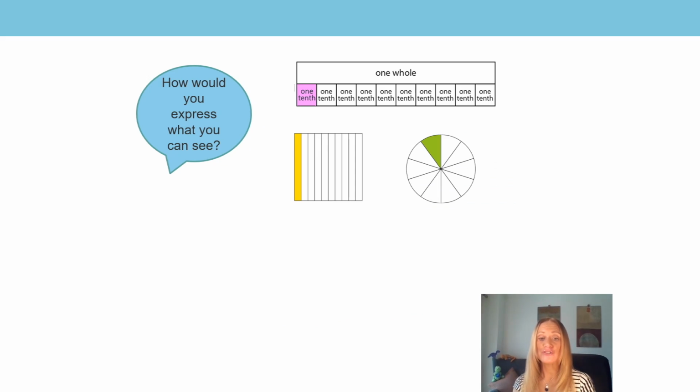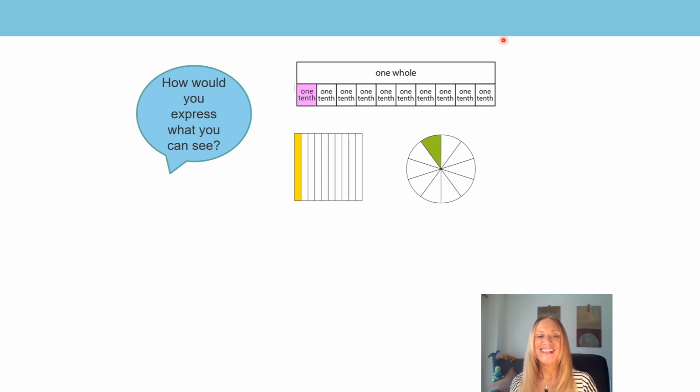I've chosen these representations so we can recap what we already know about fractions and also start to think about what we also know about decimal fractions and the similarities and differences between those. Have a look at these three representations and think about the notation that you would use to represent them. What's their value? How would you express this? Can you pause me now and write down what these diagrams show? And do you think you can find different ways to express your ideas?